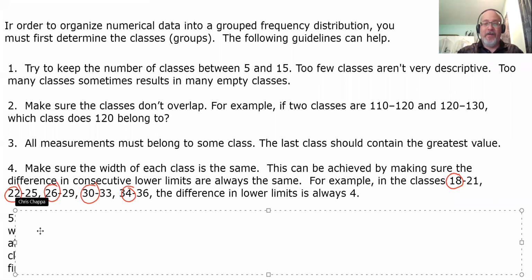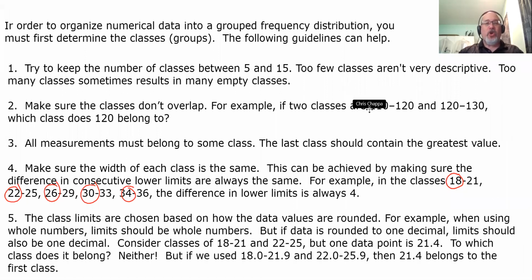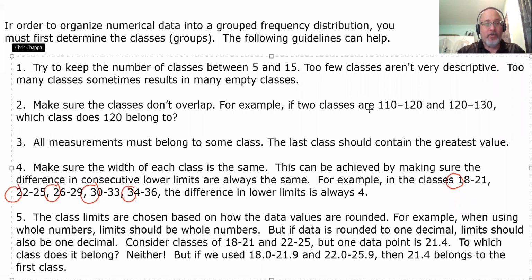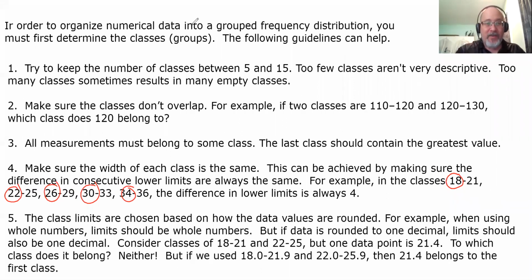Number 5, the class limits are chosen based on how the data values are rounded. For example, when using whole numbers, limits should be whole numbers. But if data is rounded to 1 decimal, limits should also be 1 decimal. For example, consider the classes of 18 through 21 and 22 through 25, but one data point is 21.4. To which class does it belong? The answer is neither. It falls between these classes.